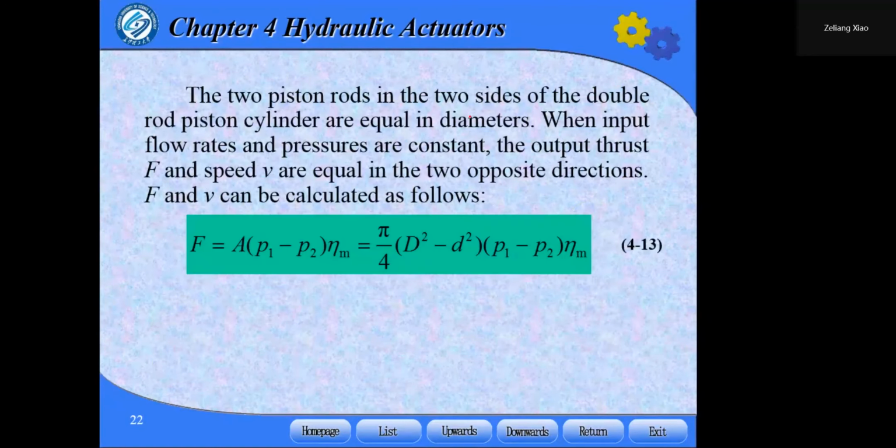F and V can be calculated as follows. Since they are equal in the same diameters, the force equals pressure times area. The area is this one. This is the difference between P1 and P2, and this is the efficiency. So the force is calculated in this way.